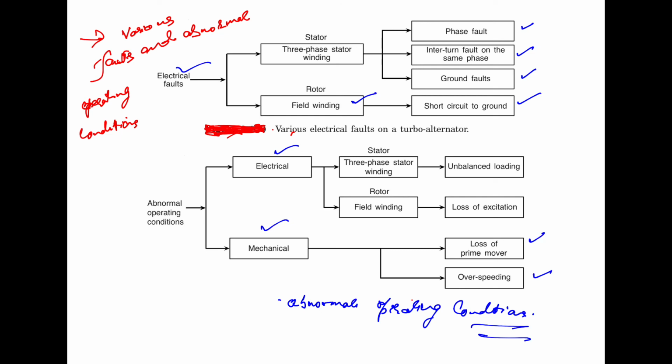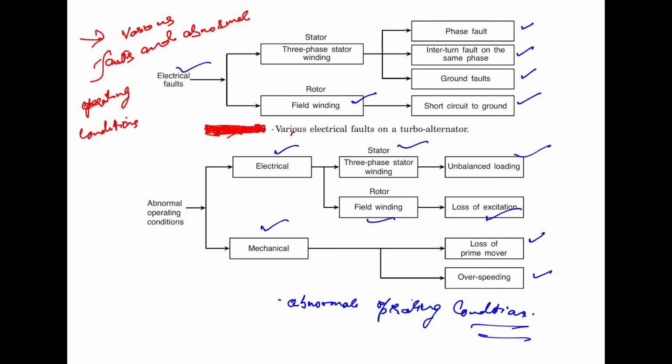And under the electrical we have the stator. Under the three-phase stator winding, the abnormal operating condition is unbalanced loading, where the loading in the three phases is unbalanced. And under the field winding we have the loss of excitation. So these are the abnormal operating conditions.